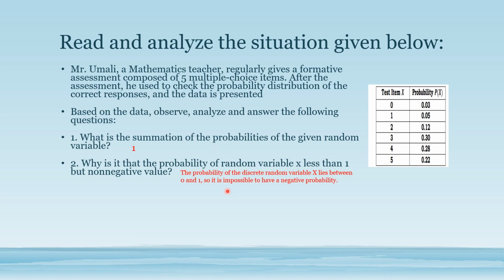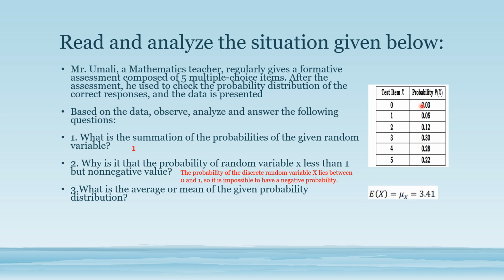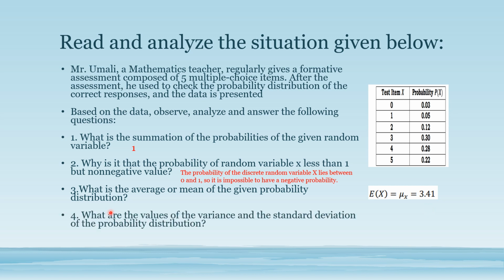The probability of the discrete random variable x lies between 0 and 1. So it is impossible to have a negative probability. Number 3. What is the average or mean of the given probability distribution? The answer is 3.41. And for number 4, what are the values of the variance and the standard deviation of the probability distribution?